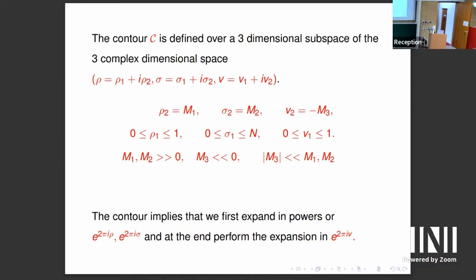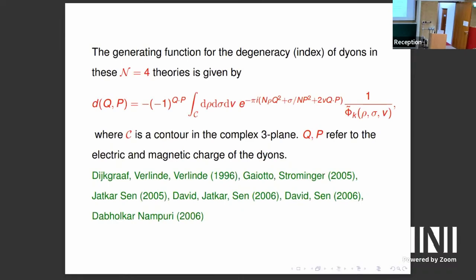what you do basically is first expand in powers. I will explain this much more again. Expand these powers of the Siegel modular form, which I will explain how to construct, and then perform the expansion in V. So there is a particular way of doing this transform and reading out the degeneracies.